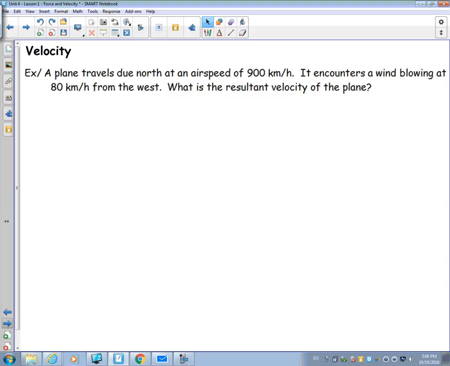Okay, so let's look at velocity. Velocity is the second application. It works basically the same as forces. We can work with right angle diagrams. We can work with non-right angle diagrams. It depends on how the question is set up. And we've done one like this before, actually.